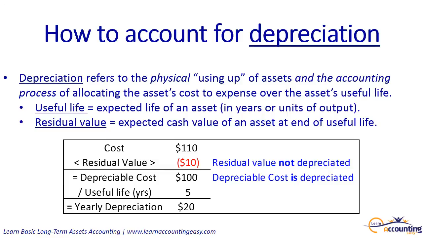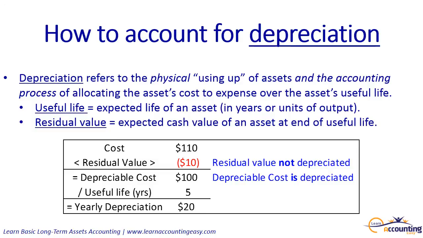And that could be in years, or it could be in units of output, such as miles, for example, on a vehicle. So what are we going to get out of the asset is what that's asking. And then we could potentially have a residual value that comes into play in calculating depreciation. And all that is the expected cash value of an asset at the end of its useful life. So this box at the bottom is just an image of how these items come together mathematically to get to our yearly depreciation.